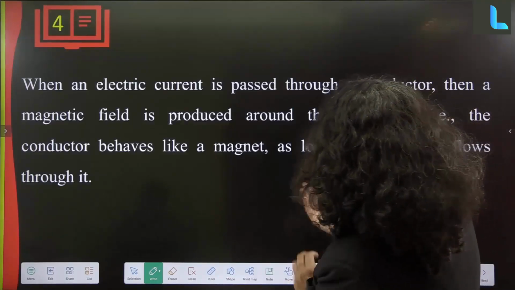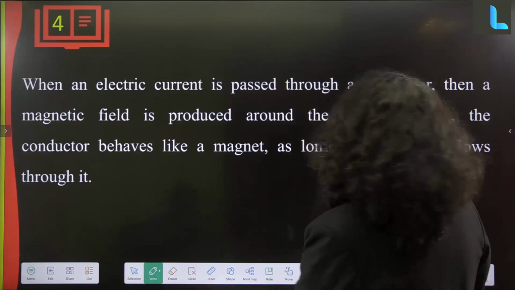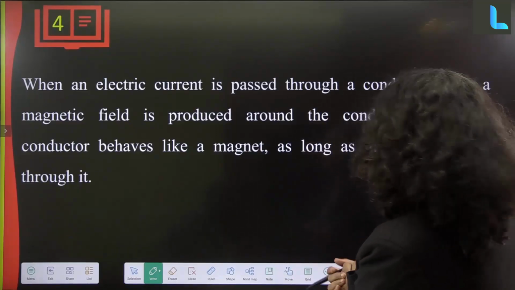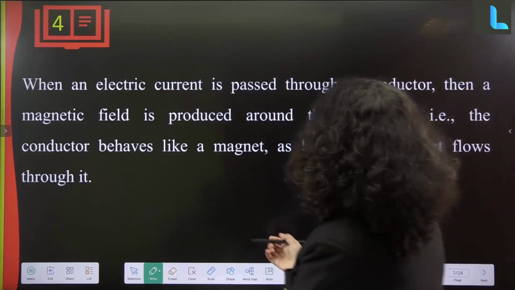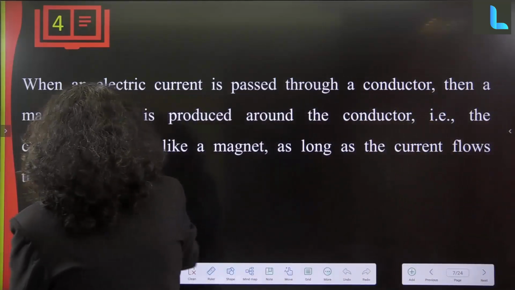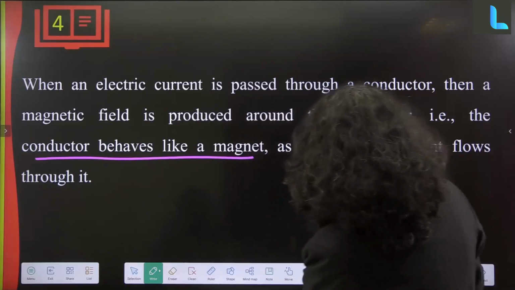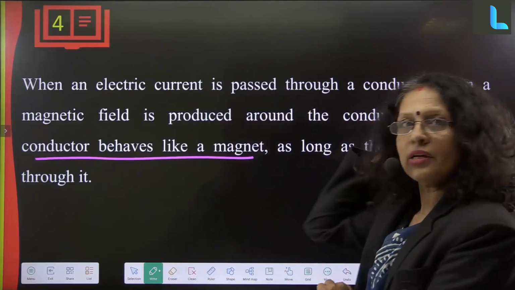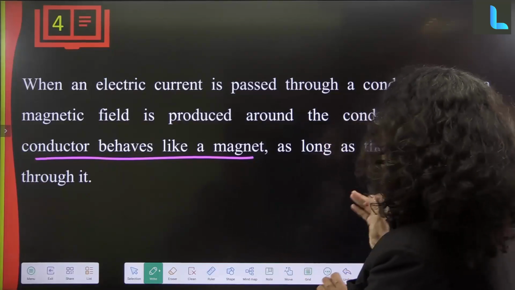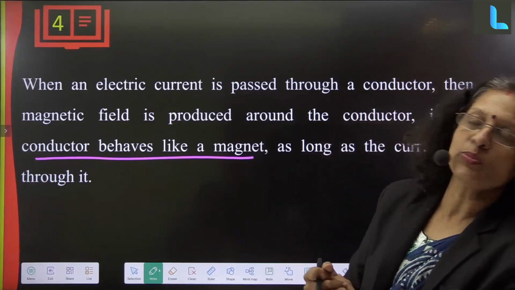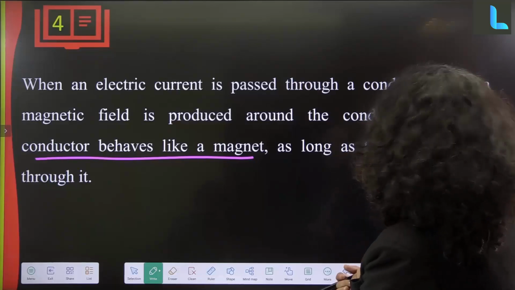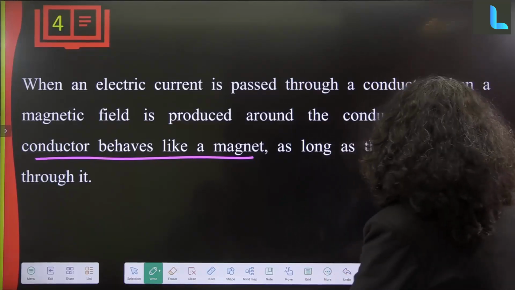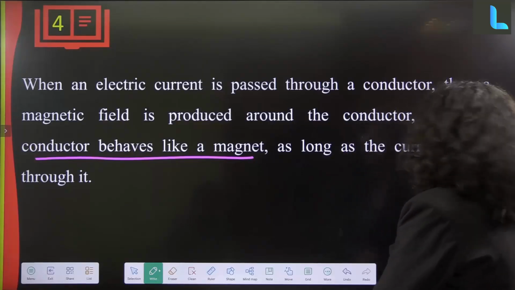Now, when an electric current is passed through a conductor, a magnetic field is produced around the conductor. So the conductor behaves like a magnet, as long as the current is flowing through it.